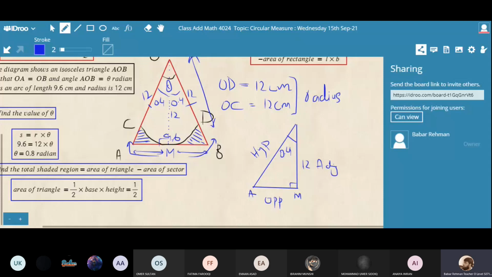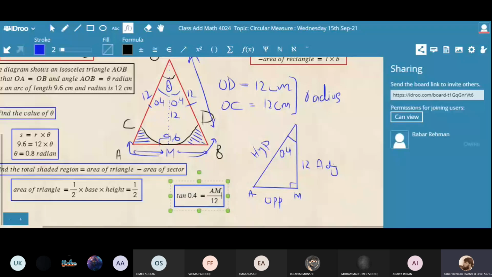Okay, yes, student, what is the answer? Which trigonometry ratio have you used? 10, 0.4, but your calculator should be in radian. 10, 0.4 is equal to opposite, so I can say AM divided by 12. So please multiply 10, 0.4 by 12. What is the answer?